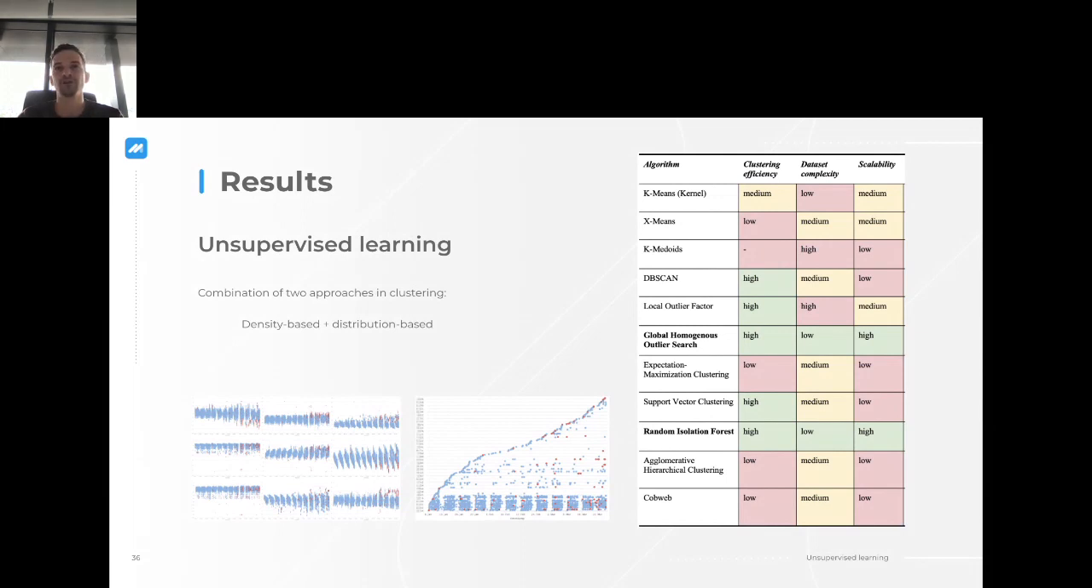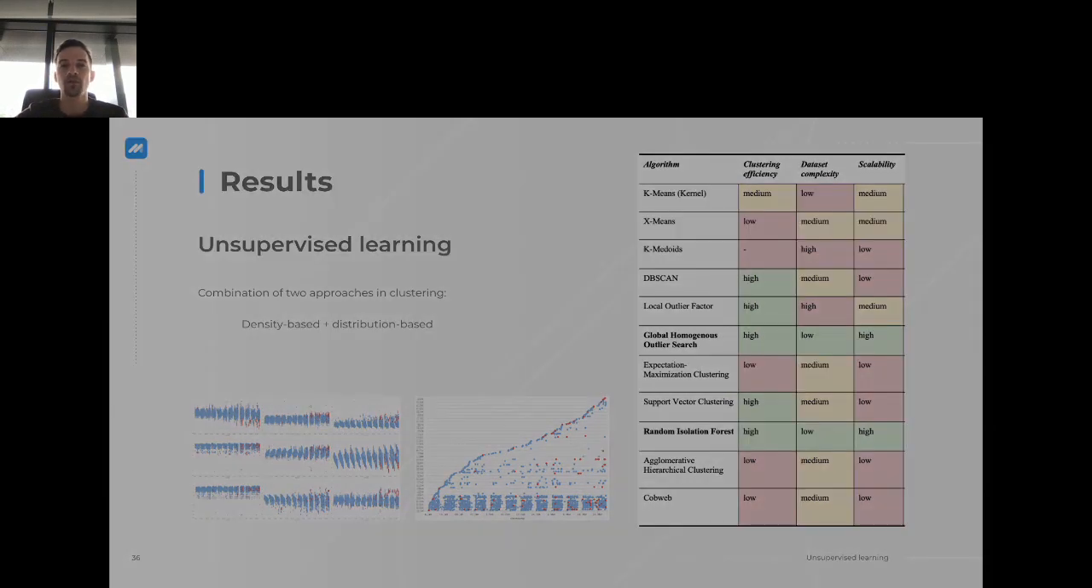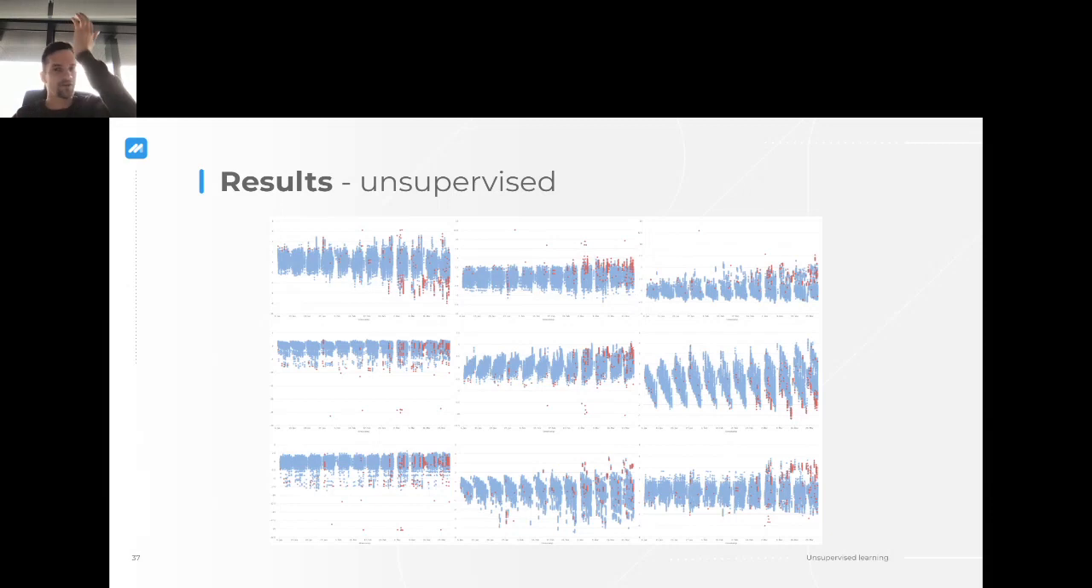As the algorithms are implemented using different distance measuring approaches, random isolation forest is distribution based, and global homogeneous outlier search is a density based algorithm. The combination is both partially matching and complementing, which further increases the clustering efficiency we gained. So by analyzing the results of unsupervised learning through the principal component analysis, we see that edge cases in all principal components are captured and marked as such.